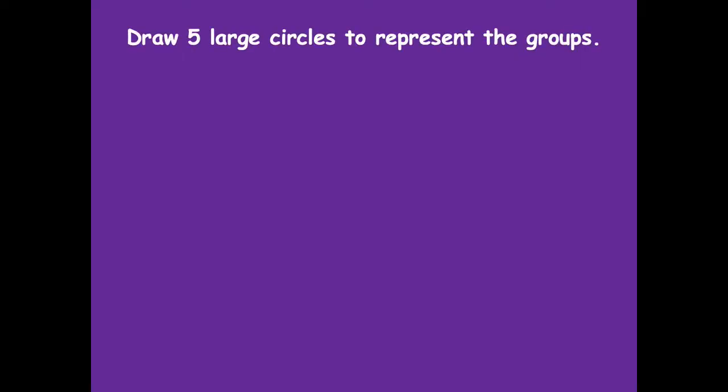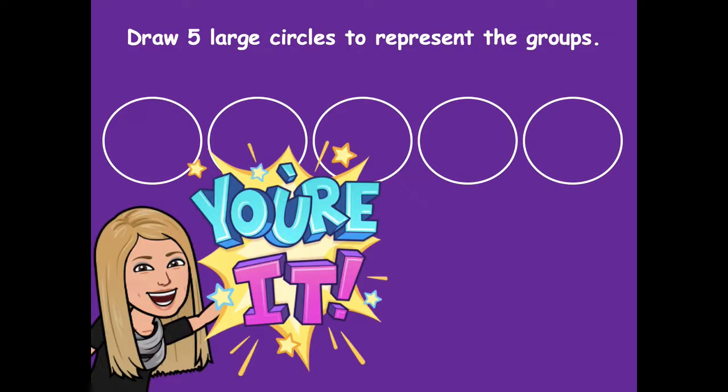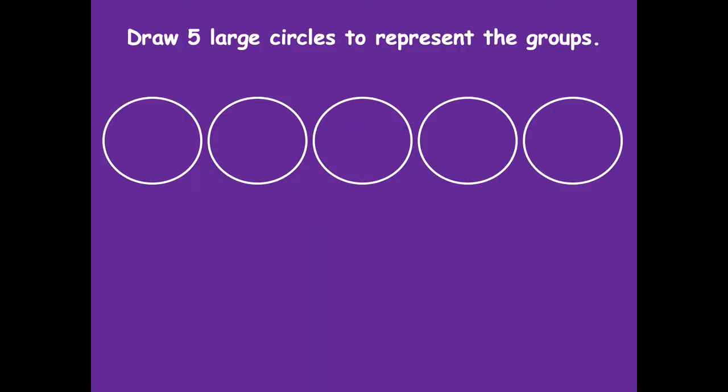All right, so I want you to draw 5 large circles to represent the groups. So here's 1. You're going to draw in all 5 and then pause, draw in all 5 and then click play when you're ready for the next step. Okay, so it should look just like mine. Make sure they're larger circles so you have space to be able to draw inside of them. All right, pause if you need more time.